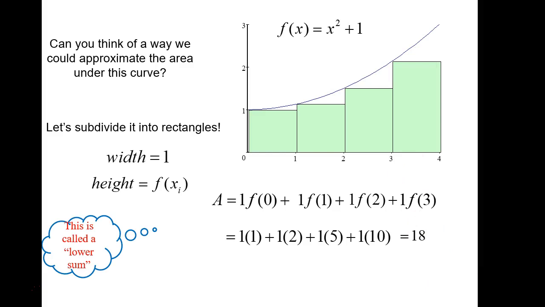How could we make this a little bit better? Well, that's what mathematicians struggled with. They said, okay, how can we make this better? Well, what if we subdivide this into more rectangles? Does that get us a better approximation? By the way, this is called a lower sum. You're going to see that term in the book.